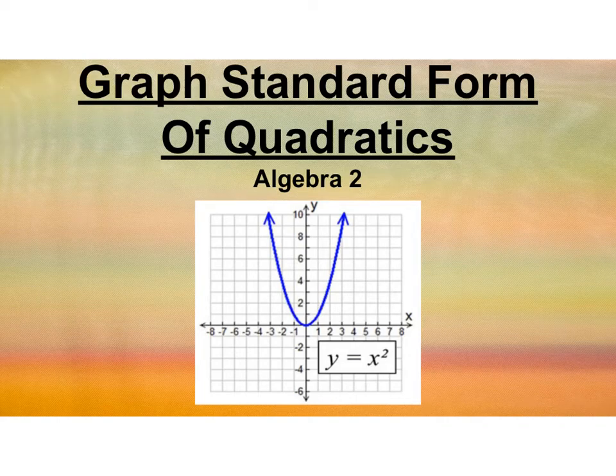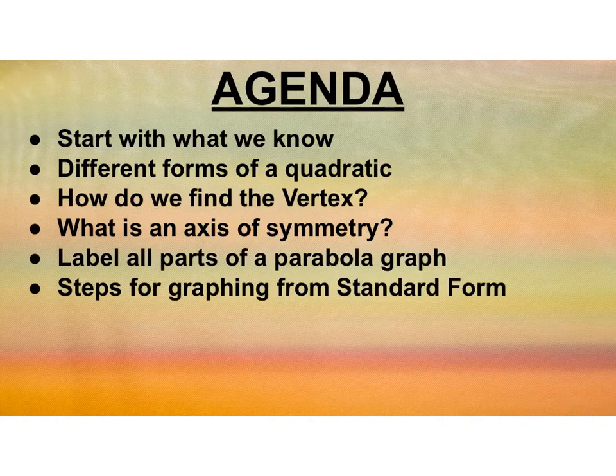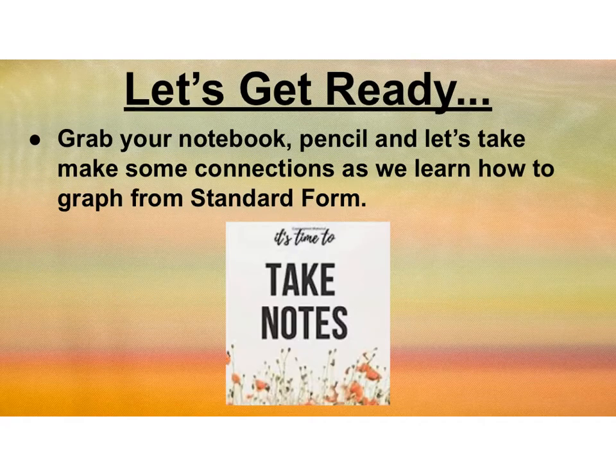Let's learn how to graph the standard form of a quadratic. We'll start with what we know. We'll look at the different forms of a quadratic equation. Then we'll try to figure out how do I find the vertex, what is an axis of symmetry. We'll label all the parts of a parabola graph, and then we'll go through the steps for graphing from standard form. Let's get ready, grab your notebook, pencil, and let's make some connections as we learn how to graph from standard form.